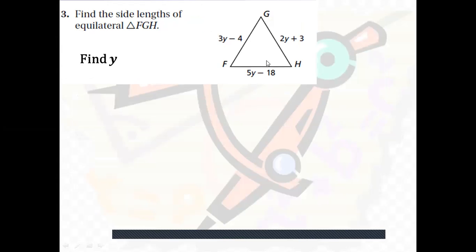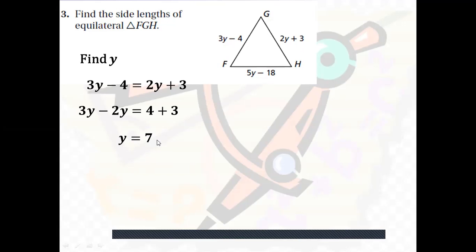So to form the equation, we can take any two sides and say that they are equal. So you can say 3y minus 4 equals 2y plus 3. That's perfectly fine. You can also say 2y plus 3 equals 5y minus 18 because all three are equal. So it doesn't matter which side you make equal to which side, finally the value of y you are going to get is going to be the same. So I have taken here the sides FG and GH. So 3y minus 4 equals 2y plus 3. So as usual you will solve the equation. So that will leave you with y equals 7.